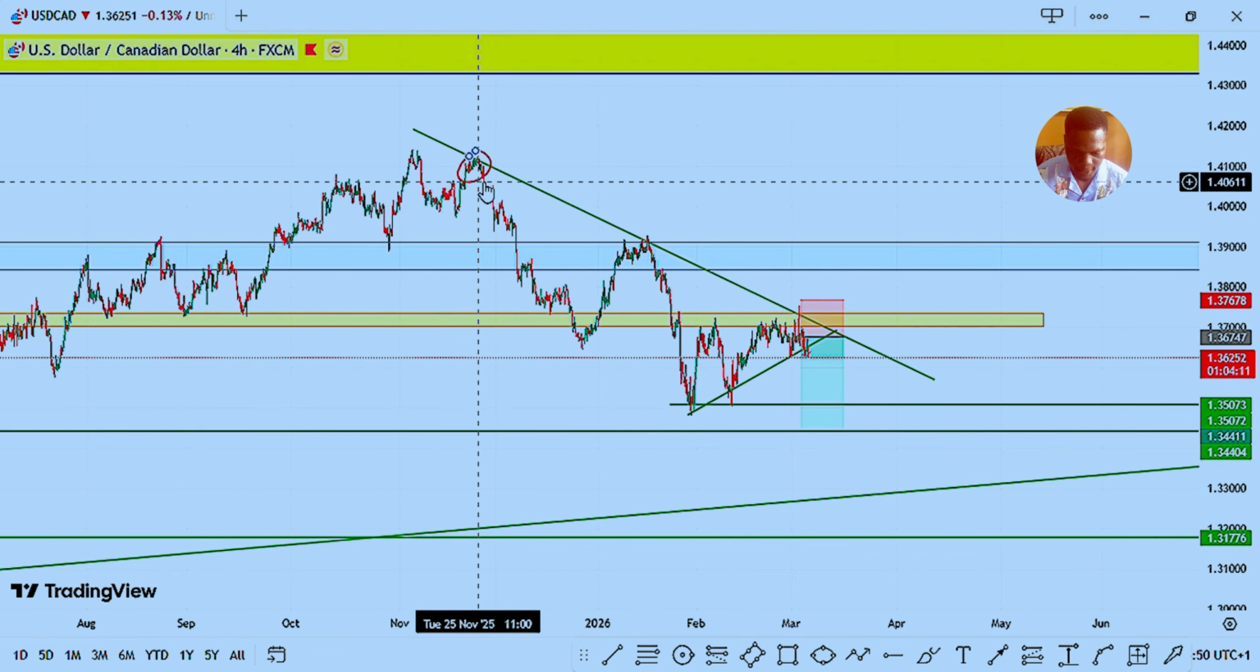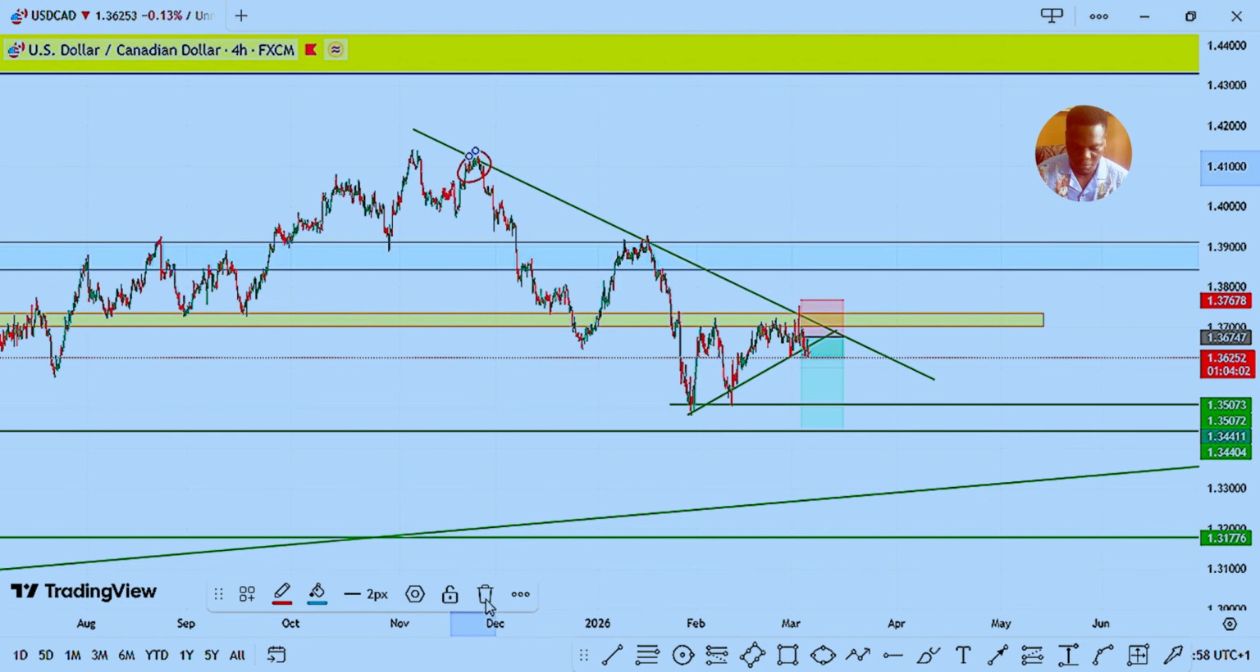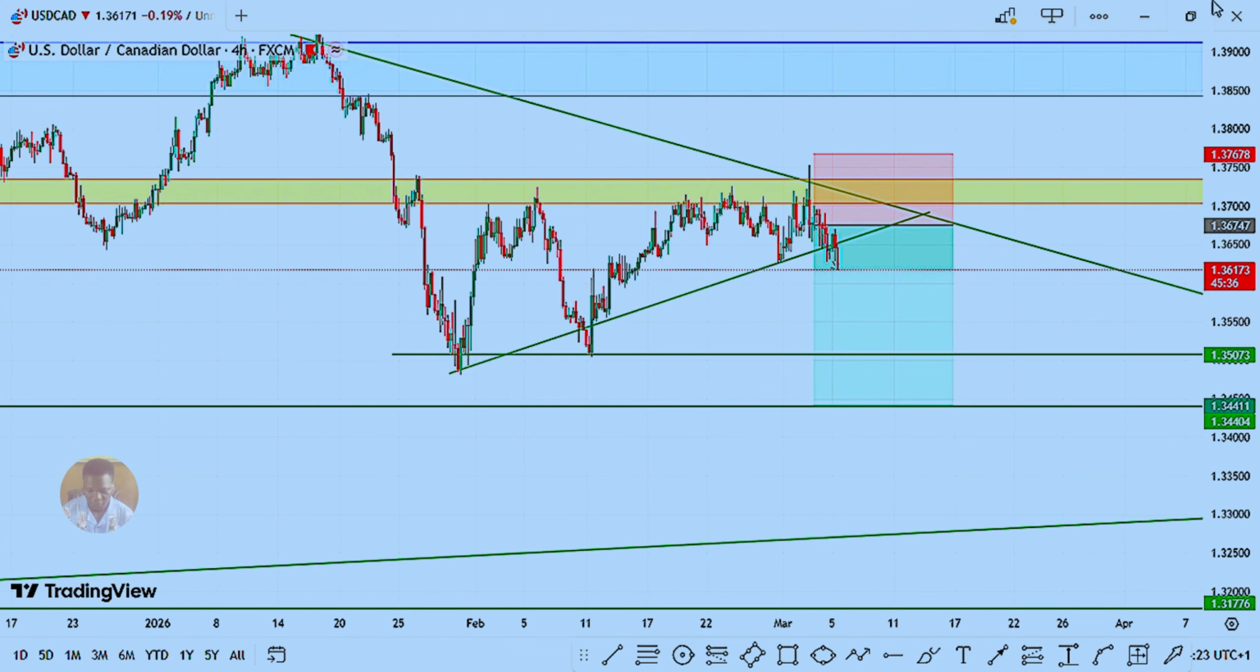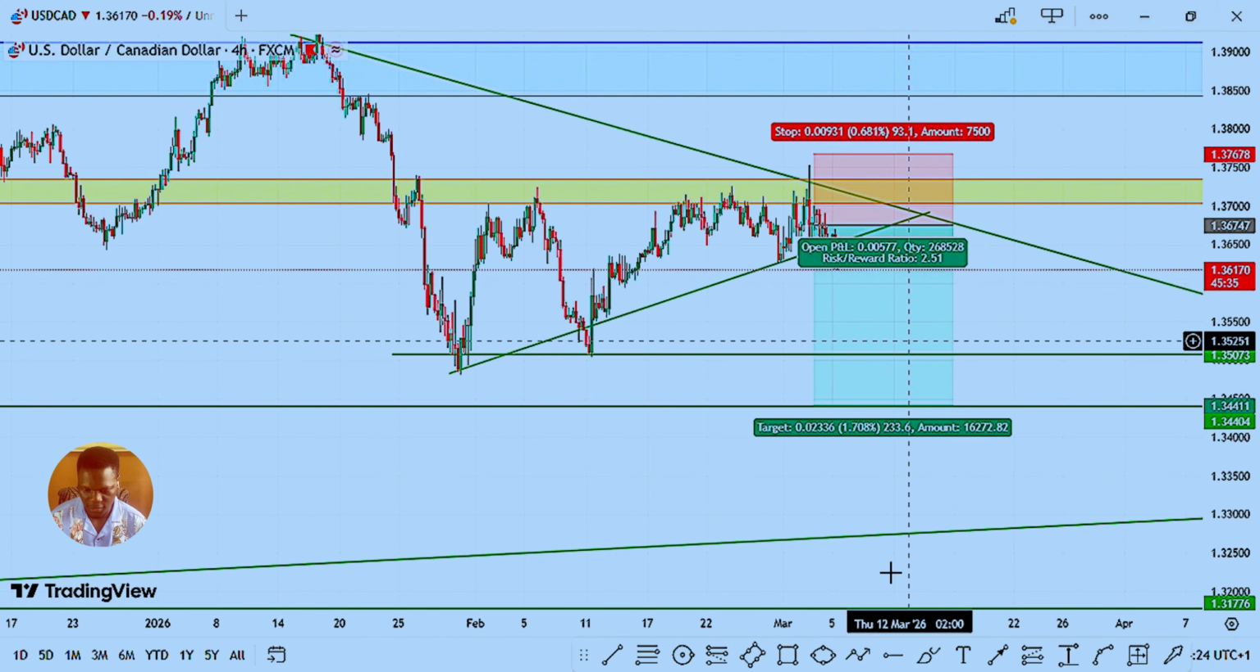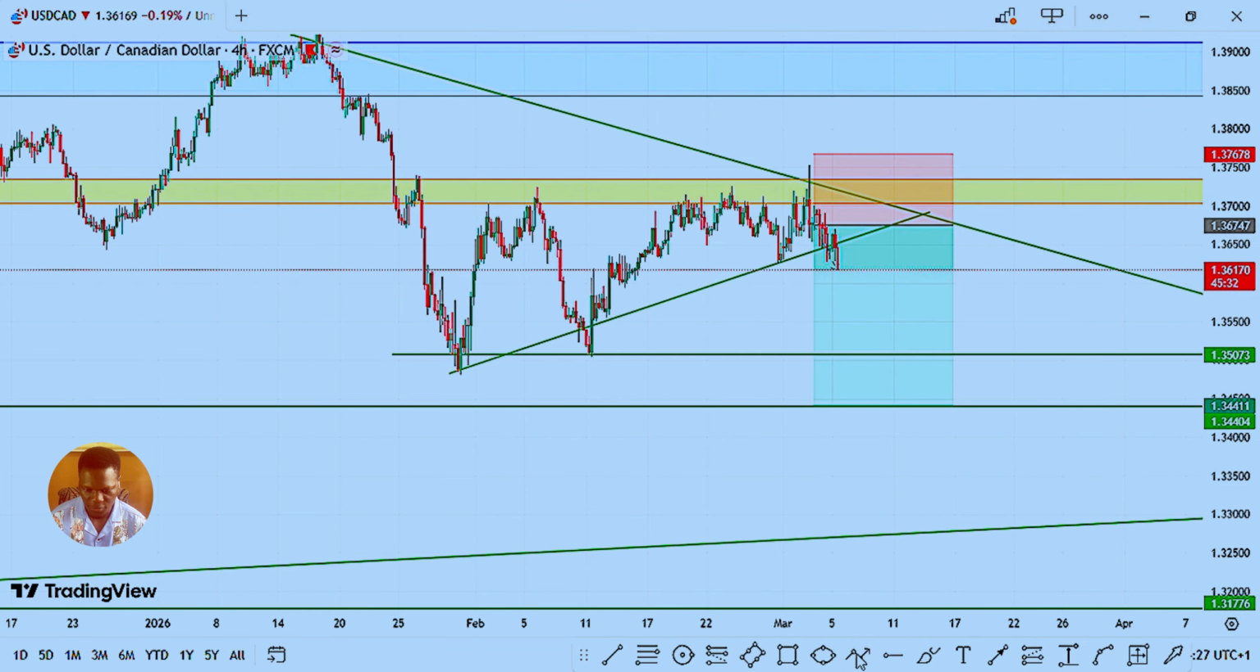Remember, the overall trend is bearish from a higher time frame perspective. From our previous analysis, the overall time frame is bearish. If I'm to look for a second entry on this trade, I'm going to wait for something like this. Just wait for a breakout like this.